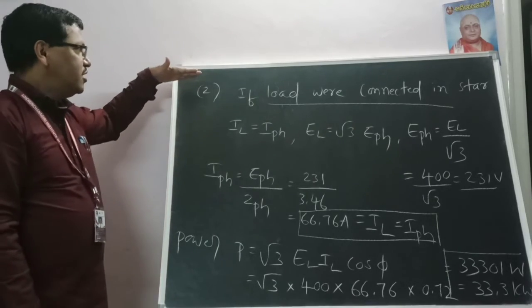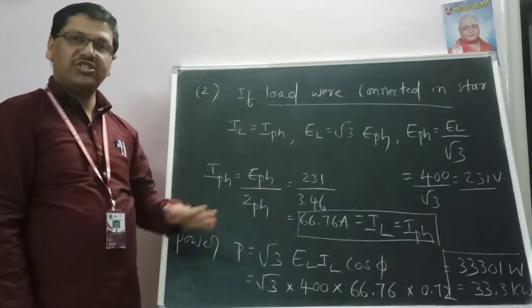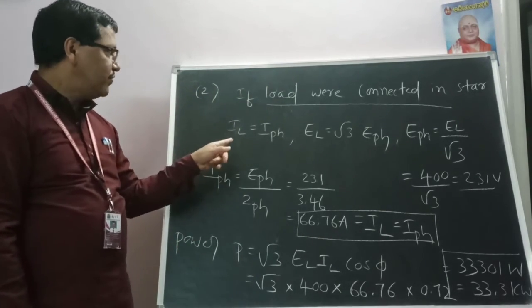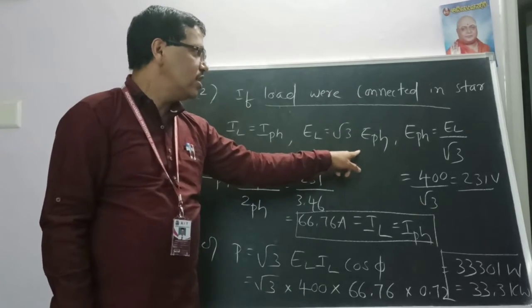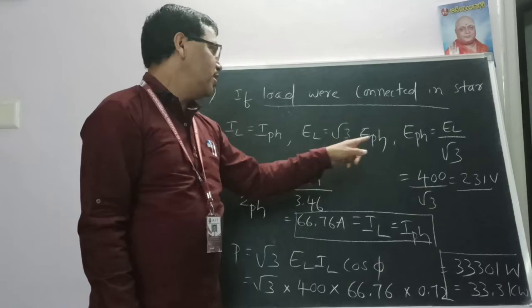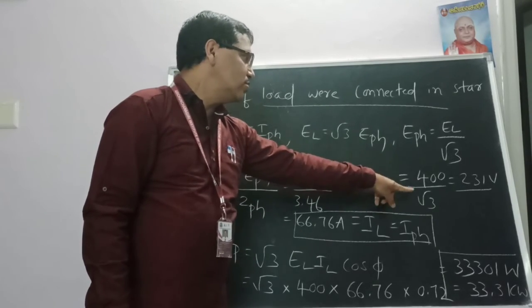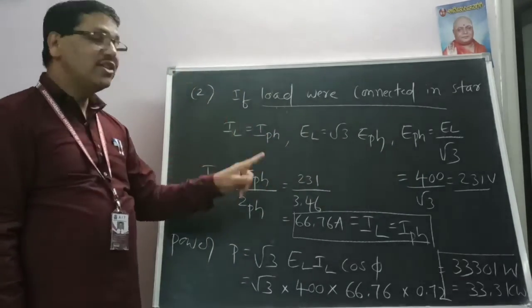Second part: suppose the load is connected in star. So we go once again to the star connection. Here the equations are different. IL is equal to I phase, EL is equal to root 3 into E phase, so E phase is equal to EL by root 3. EL is 400, so 400 by root 3 is 231 volts. That is called the phase voltage.